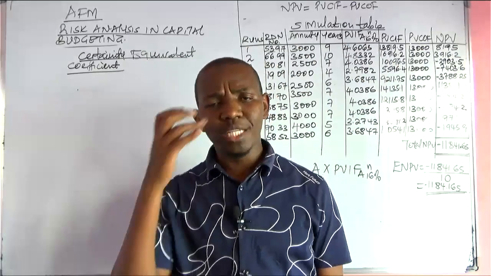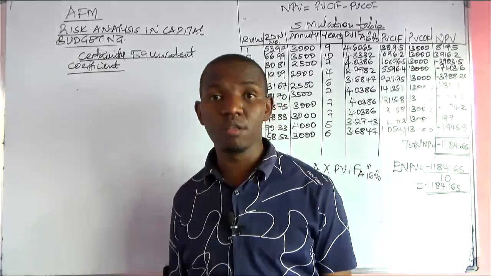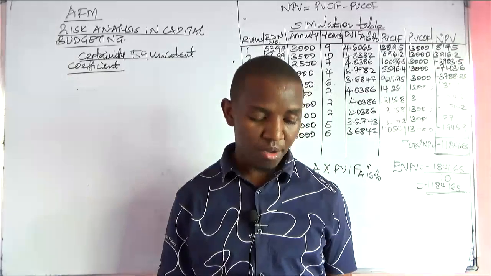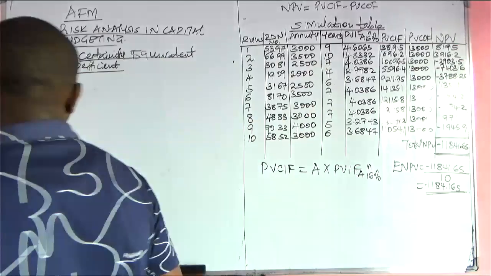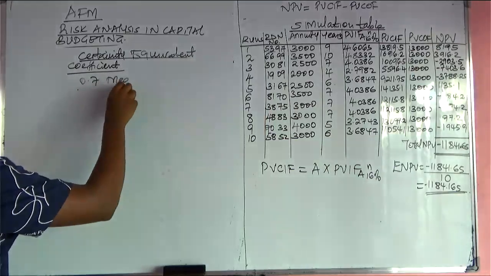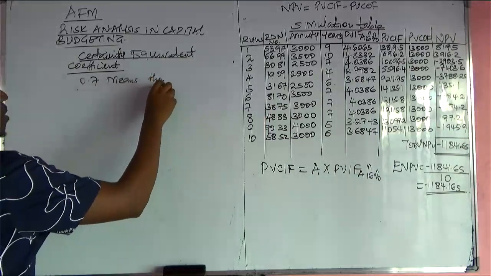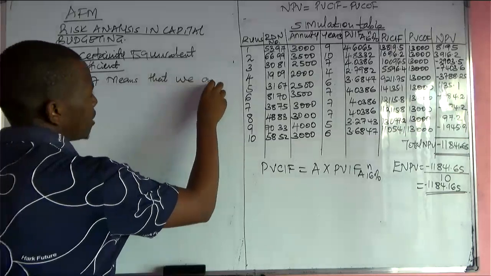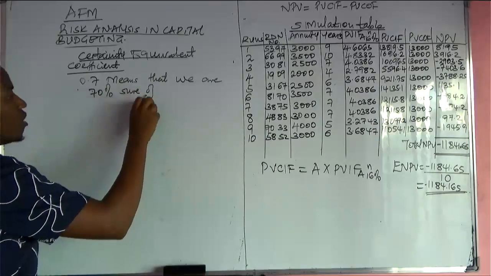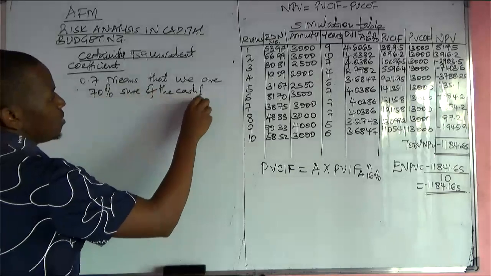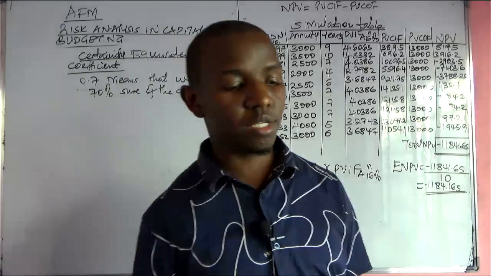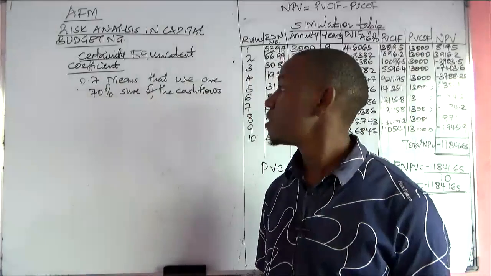an equivalent coefficient factor, which represents the riskless cash flows. Like, for example, if we talk of 0.7, it means that we are 70% sure of the cash flows. That is what we mean in this case.